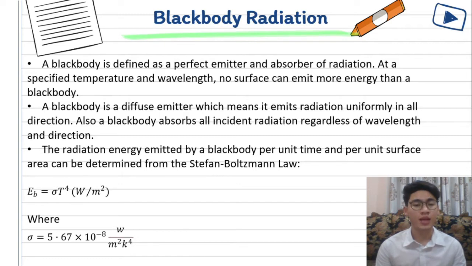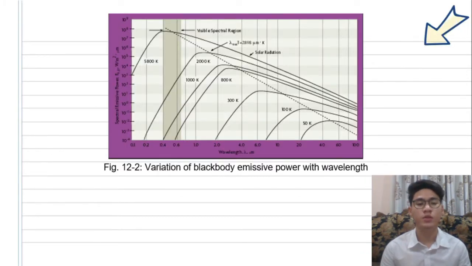The radiation energy emitted by a blackbody per unit time and per unit surface area can be determined from the Stefan-Boltzmann law. The figure shows the variation of blackbody emissive power with wavelength. Spectral blackbody emissive power is the amount of radiation energy emitted by a blackbody at an absolute temperature T per unit time, per unit surface area and per unit wavelength.